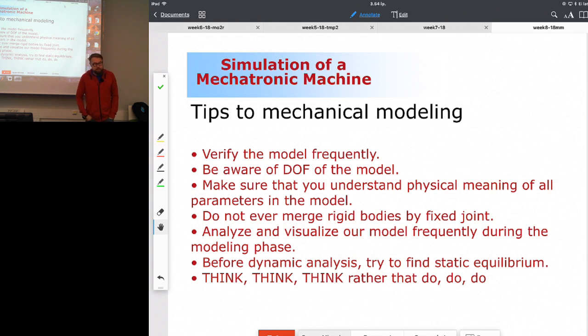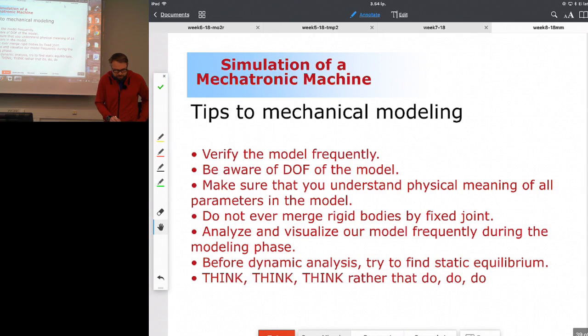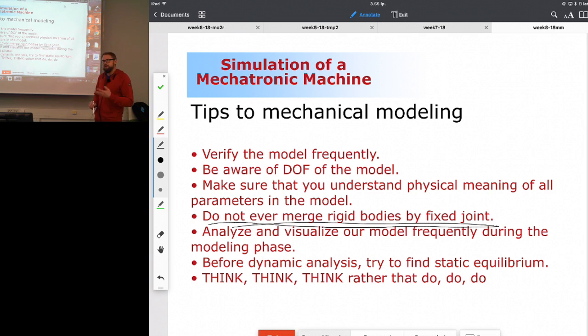And something that is quite important is that you make sure you understand the physical meaning of all the parameters in your model. So it's not about shooting around and trial and error. Modeling is not about that. You must be aware of what you do, and it includes all the details. So if you enter a parameter, you must understand what this parameter stands for. And then, this is a minor detail, but don't ever merge rigid bodies by a fixed joint, because whenever you're using this method based on Lagrange multipliers, you just keep on adding unknowns, and that's not a good policy.